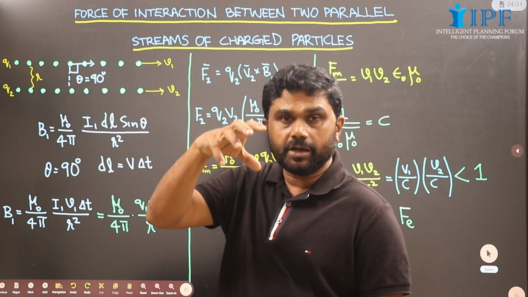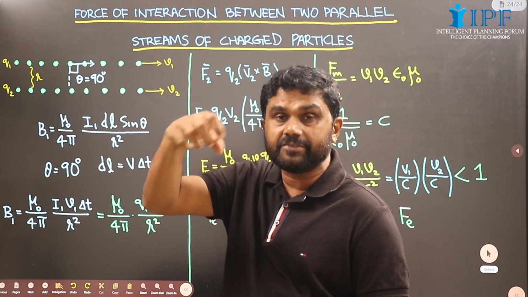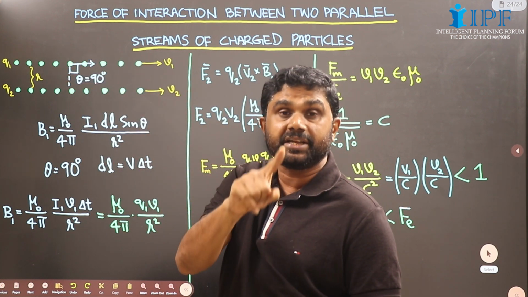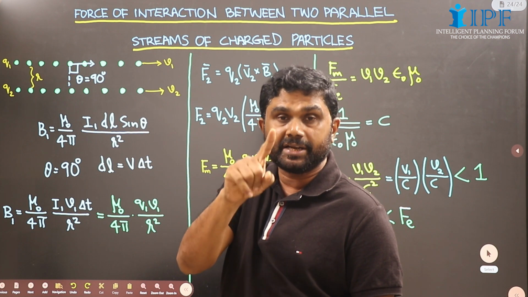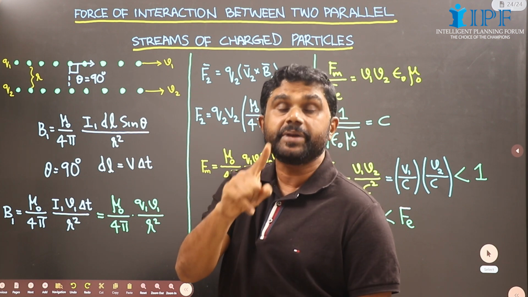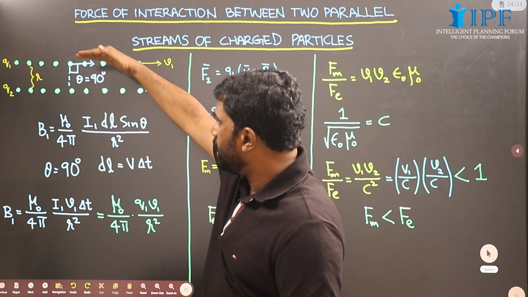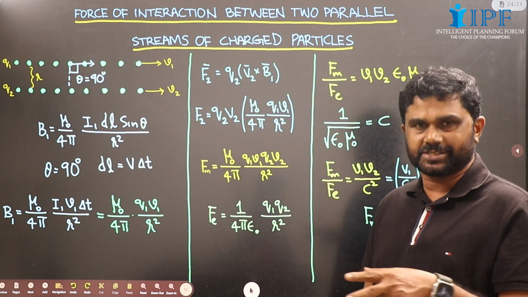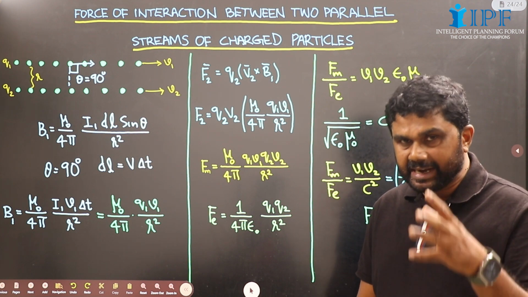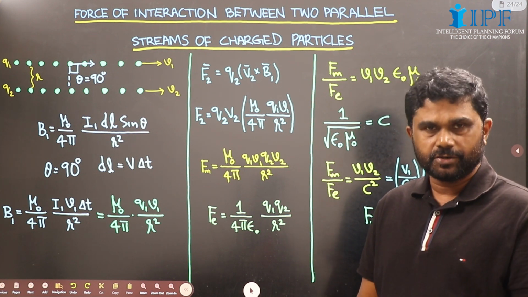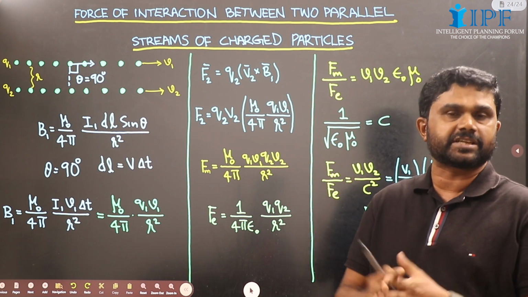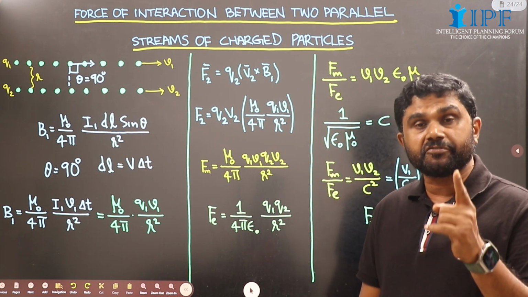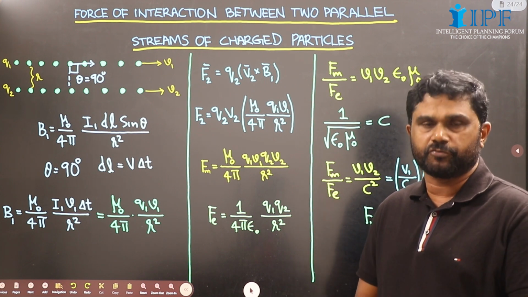If both the particles are positively charged, then these two are equivalent to currents in the same direction. So the magnetic force will be attractive. But as these charged particles are of similar nature, the electric force will be repulsive. So there will be magnetic attraction and electric repulsion. What would be the nature of the resultant force? It will be attractive or repulsive, depending on the relative magnitudes of electric force and magnetic force.